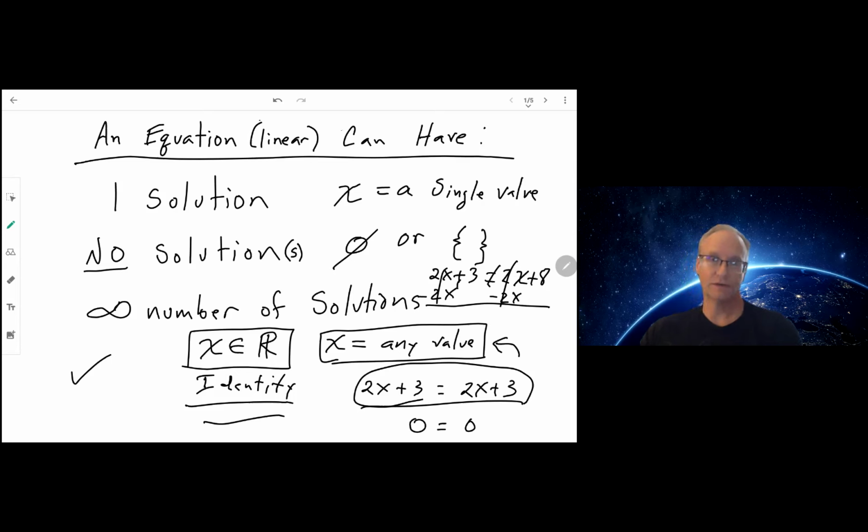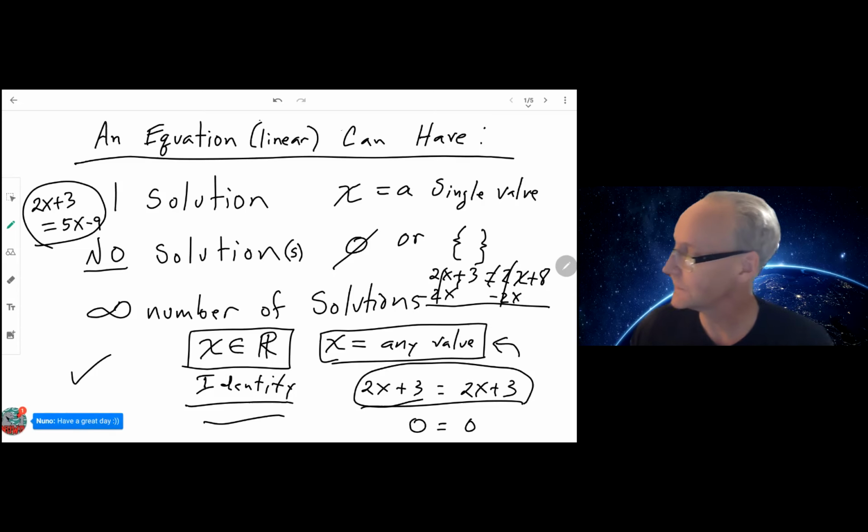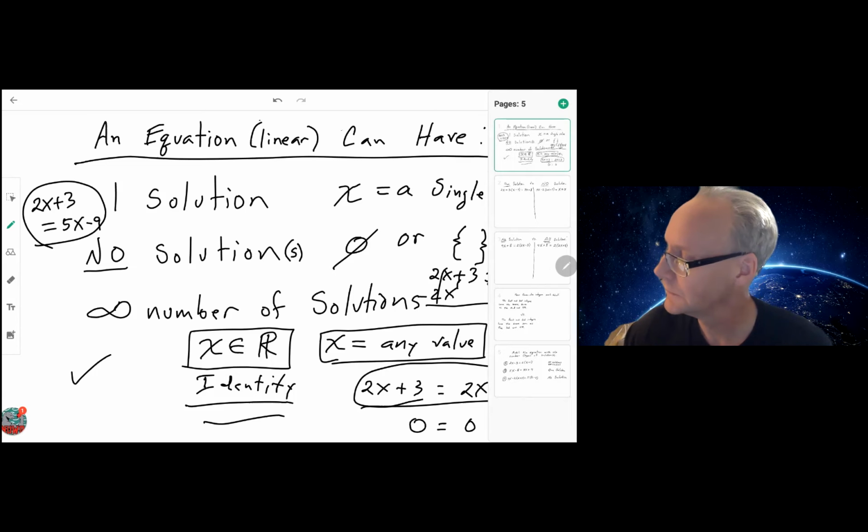And of course, for one solution, you might have something that looks like 2x plus 3 is equal to 5x minus 9, in which case you can solve the equation and get an x equal to a number. So let's look at some examples.